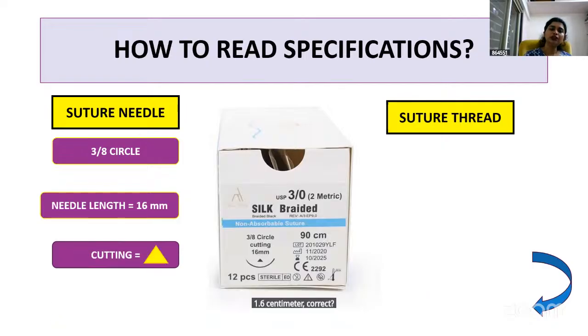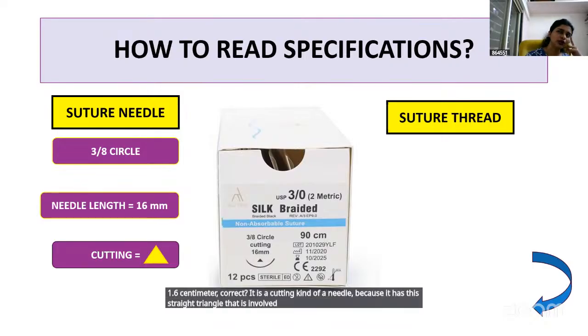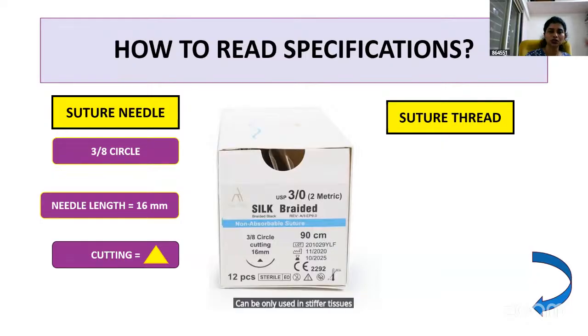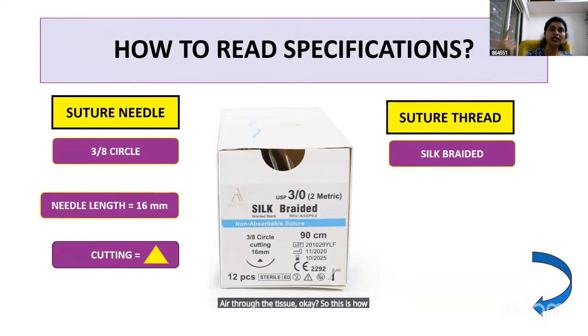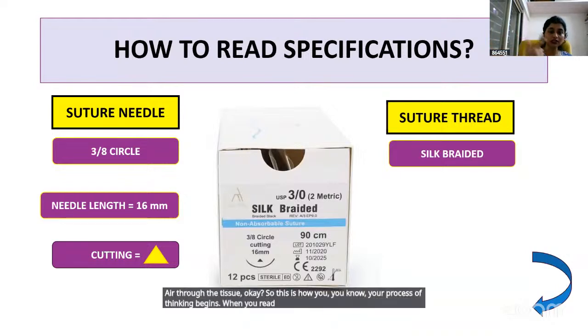It is a cutting kind of needle because it has this straight triangle involved. So one thing should come to your mind: it can only be used in stiffer tissues, very stiff tissues. I can't use it in friable and weak tissues. Otherwise, the suture will just tear through the tissue. So this is how your process of thinking begins. When you read the specifications, this is how you should start thinking.